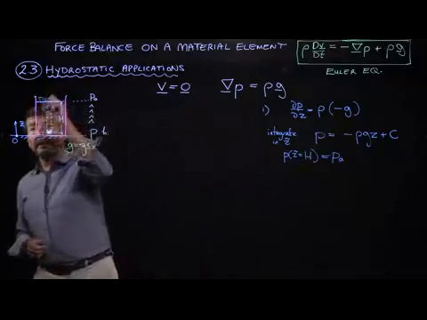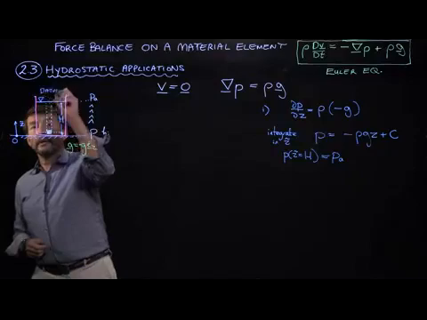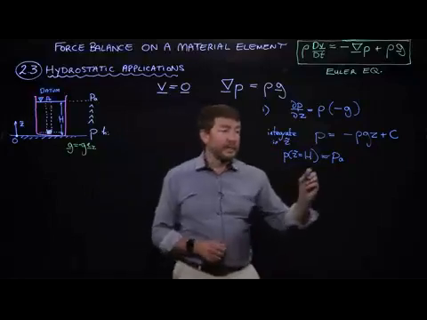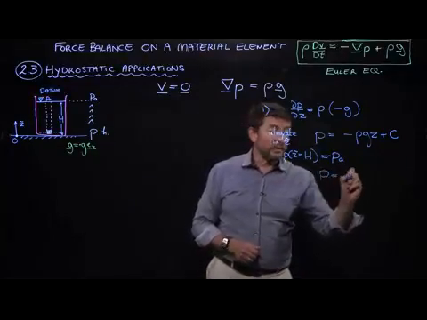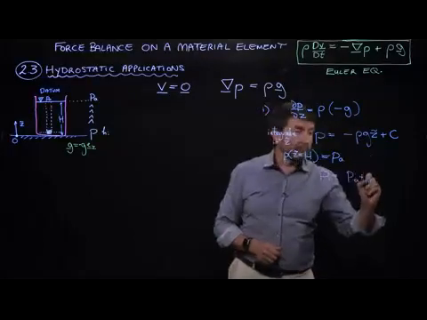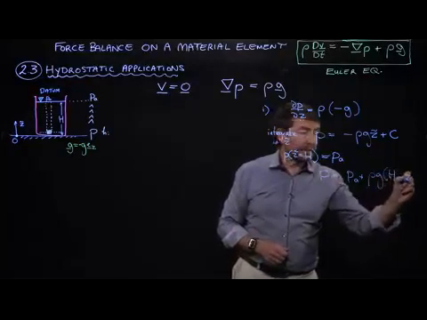And we normally indicate our datum, as people call it, where we're going to reference pressure, by a little triangle like this. And the pressure there is PA. So at the end of the day, our expression becomes P is equal to PA plus rho g times (H minus z).